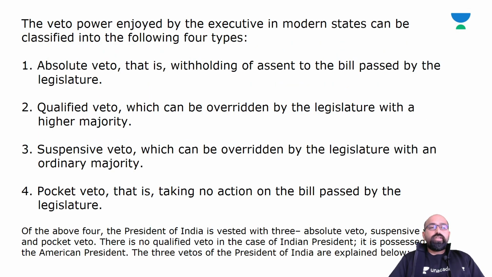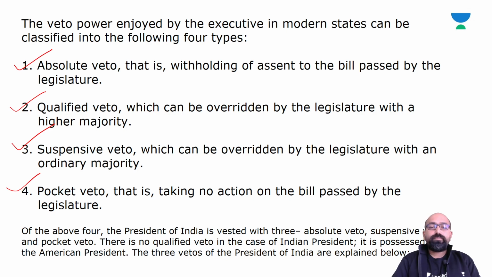Now, the veto power enjoyed by the executive in modern states can be classified into the following four types: absolute veto, qualified veto, suspensive veto, and pocket veto. Absolute veto means withholding of assent to the bill passed by the legislature. Qualified veto can be overridden by the legislature with a higher majority. Suspensive veto can be overridden by the legislature with an ordinary majority. And pocket veto is taking no action on the bill passed by the legislature.